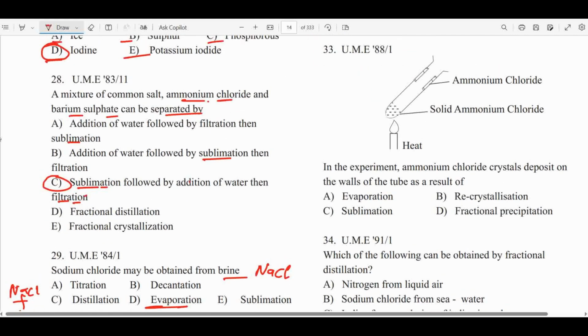Question 33, you have this diagram. You have solid ammonium chloride at this point here, and you have ammonium chloride at this point, and you're applying heat to the solid. So whatever ammonium chloride you have here will be gas, because there is a process of sublimation taking place between this point to this point. So in the experiment, ammonium chloride crystal deposit on the walls of the tube is as a result of what process? Sublimation. Option C.